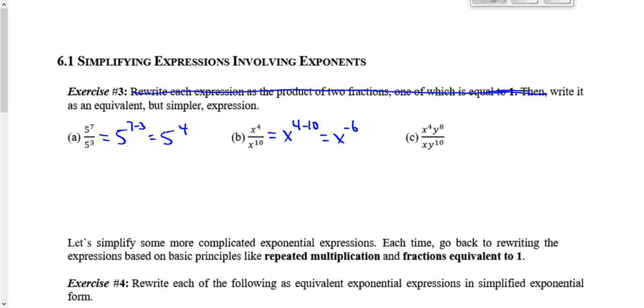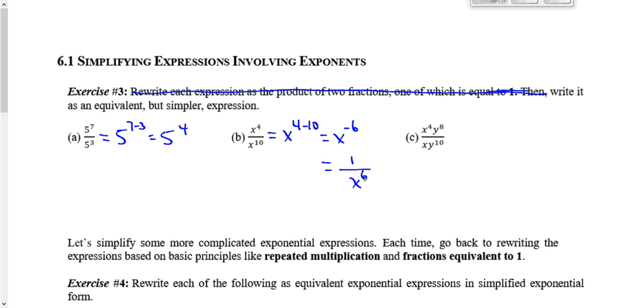So let me just show you what that actually means. A negative exponent just means the reciprocal of it. Well, no, that's not quite the reciprocal. That's actually going to equal 1 over x to the positive 6. So when you have a negative exponent on the top, it comes down to the bottom and it becomes positive. If the negative exponent's on the bottom, it goes to the top and becomes positive.